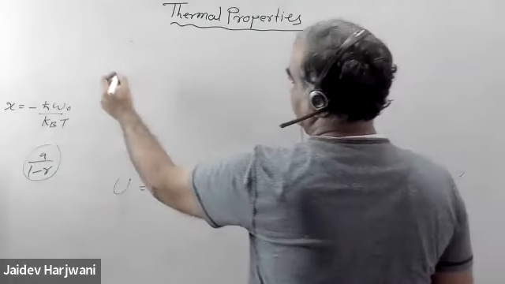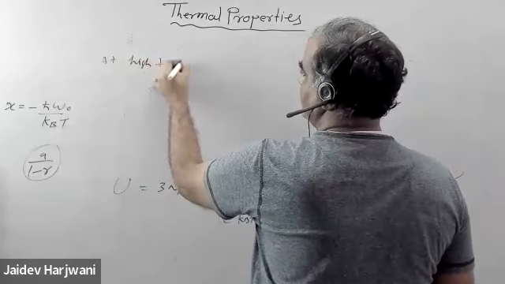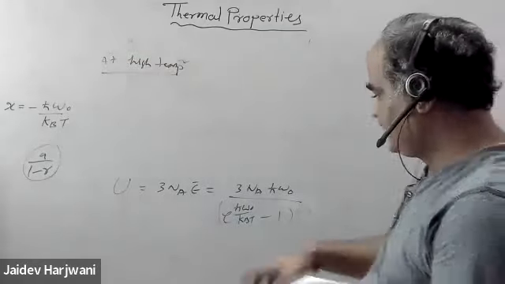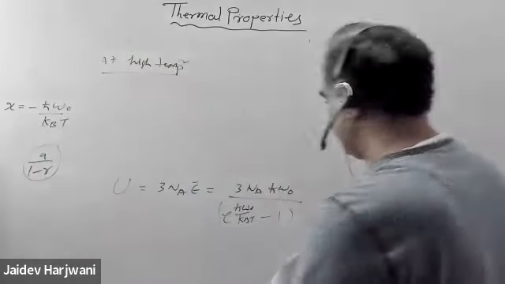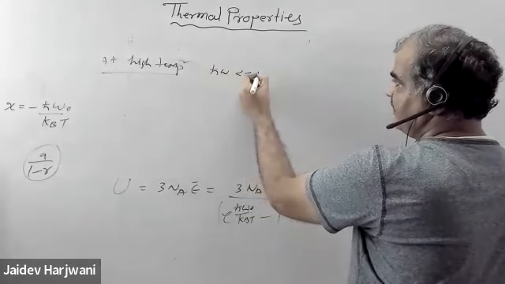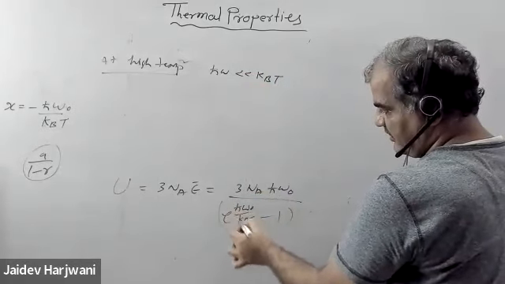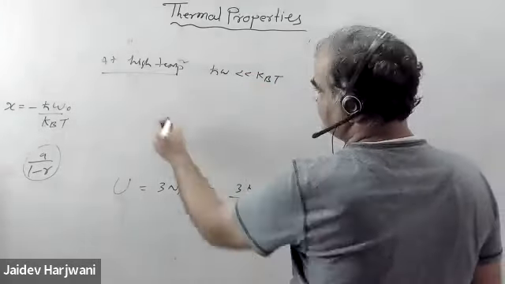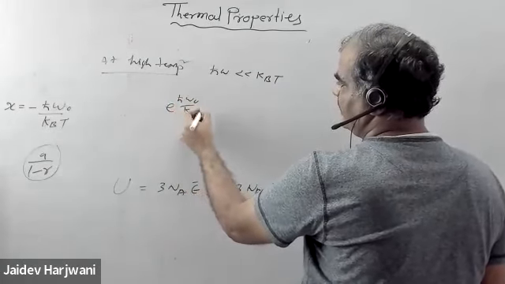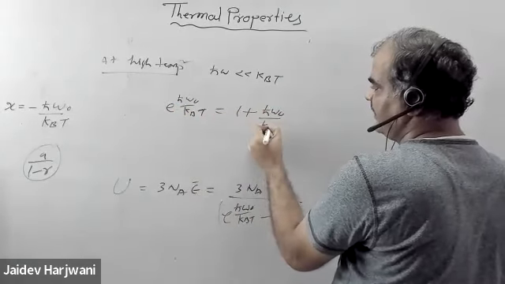So say at high temperature, okay, at high temperature, what will happen? If the temperature is high, then h cut omega naught is less than kBT. Okay, so this term is less than 1. So I can write this term e to the power h cut omega naught by kBT, I can expand, this is 1 plus x, h cut omega naught by kBT.